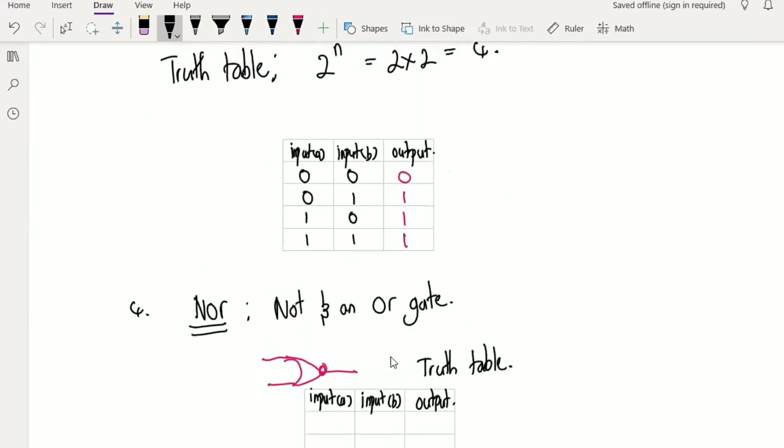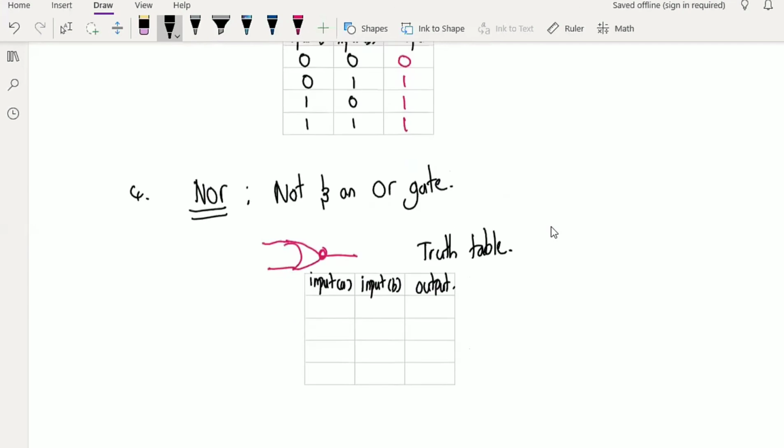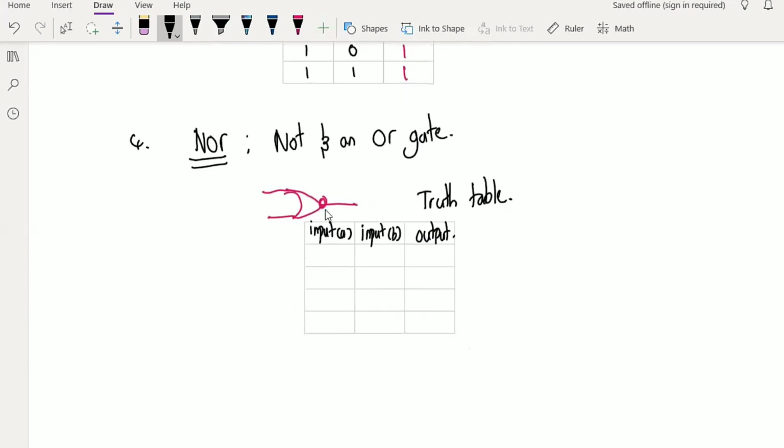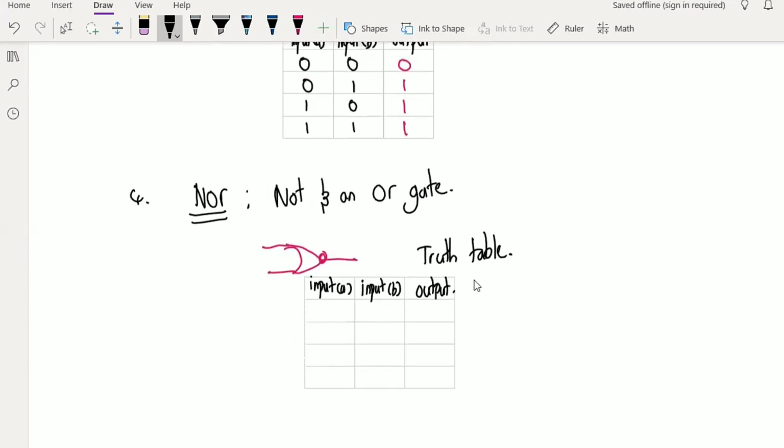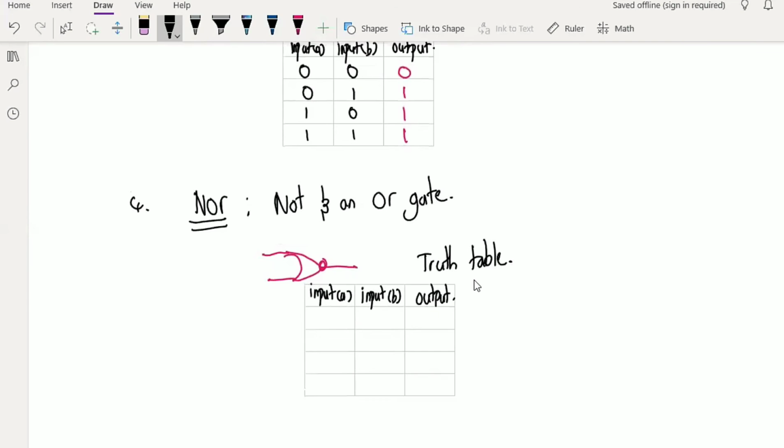With the OR gate, what we saw was that if any one of the input signals is a 1, then the output is going to be a 1. What that means is that the opposite is true of this. Anytime there is a 1 in the input, it's going to output a 0. And the only time it is going to output a 1 is if there is no 1 in the input at all.